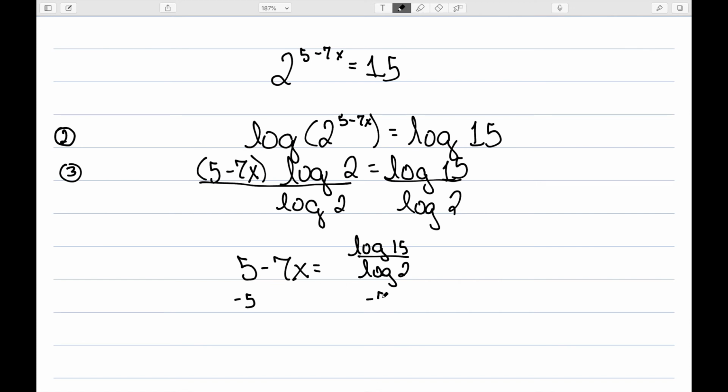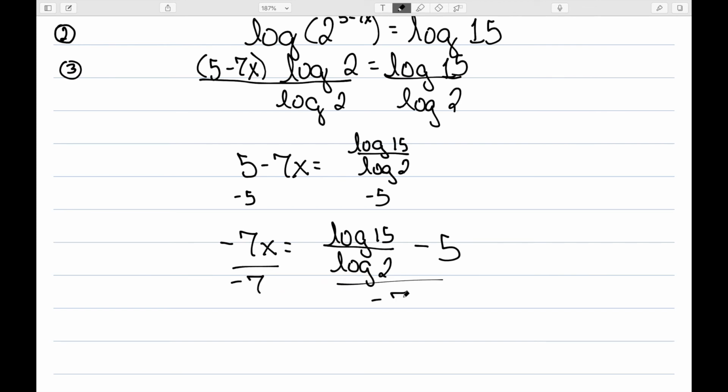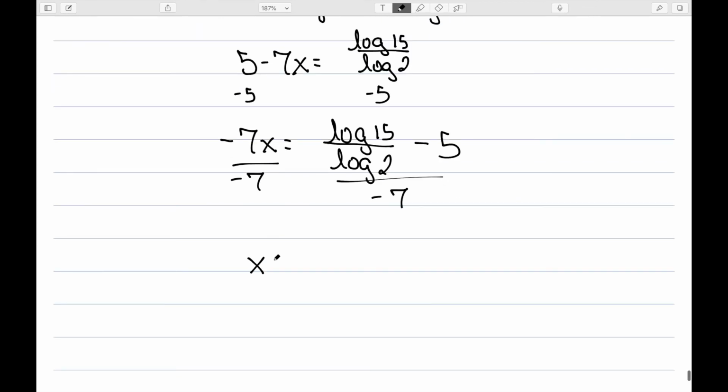I can subtract 5 from both sides. That tells me negative 7x is equal to log 15 over log of 2 minus 5. And then I can divide both sides by negative 7. And when I do, I get log 15 over negative 7 log 2 plus 5 over 7. And once again, this is something you could absolutely type into a calculator and get an approximation for.